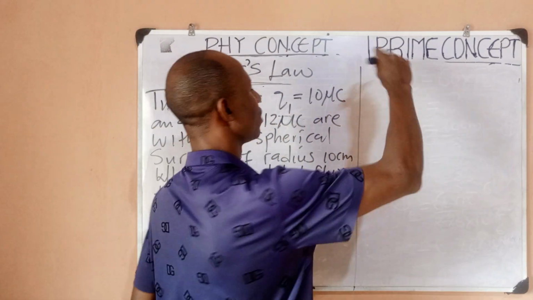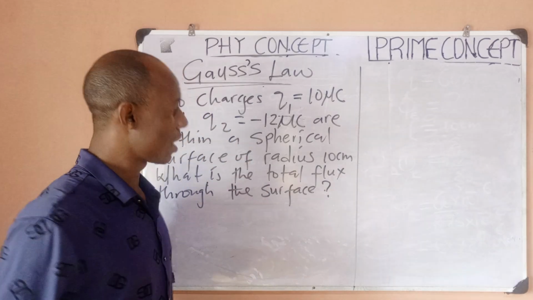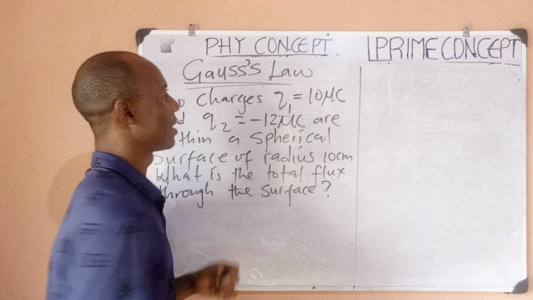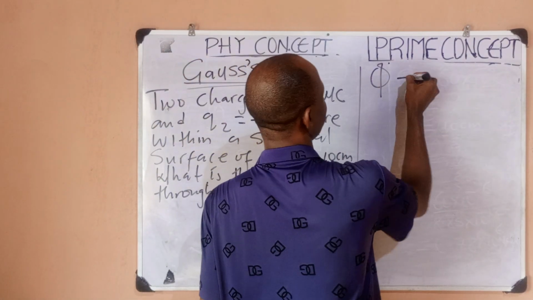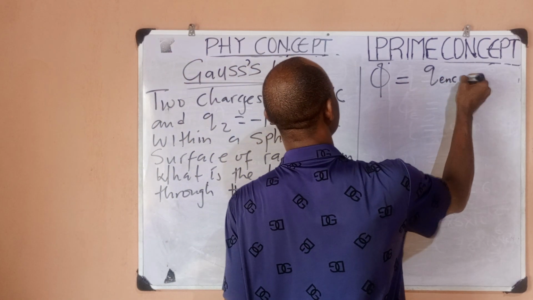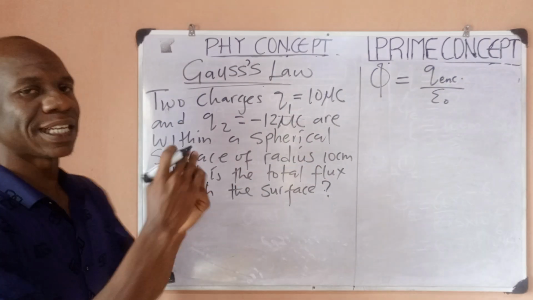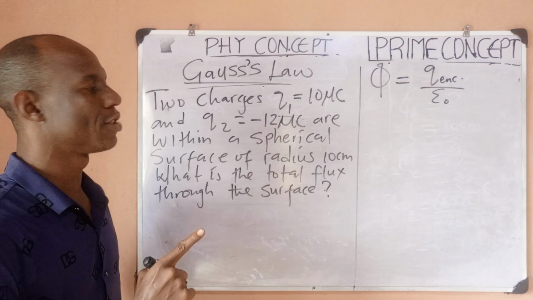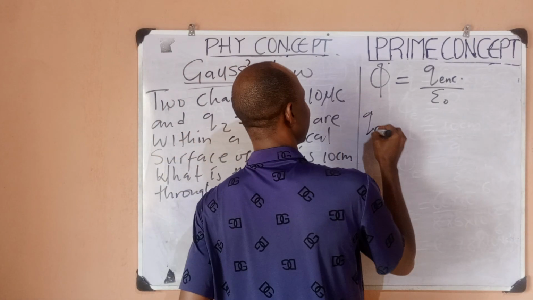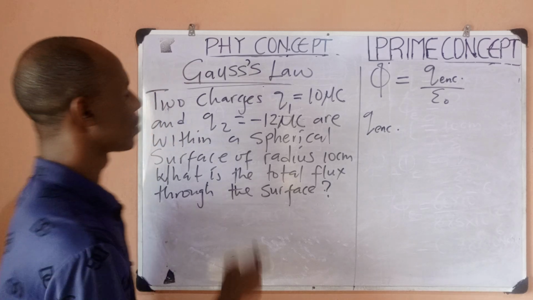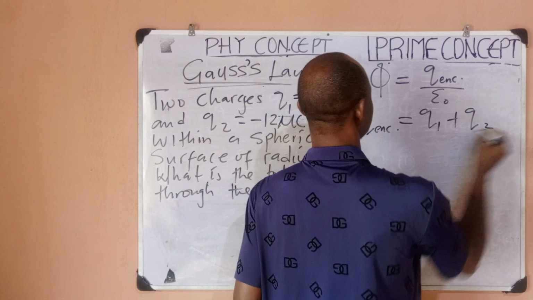Now first, since we're trying to find the total flux through a surface that encloses charge, we should be using Gauss's law, which says the flux is going to be the charge enclosed divided by epsilon naught. Now we have two charges that are enclosed. So the first thing you want to get is the net or the total enclosed charge. So let's find it. Our total enclosed charge is going to be Q1 plus Q2.